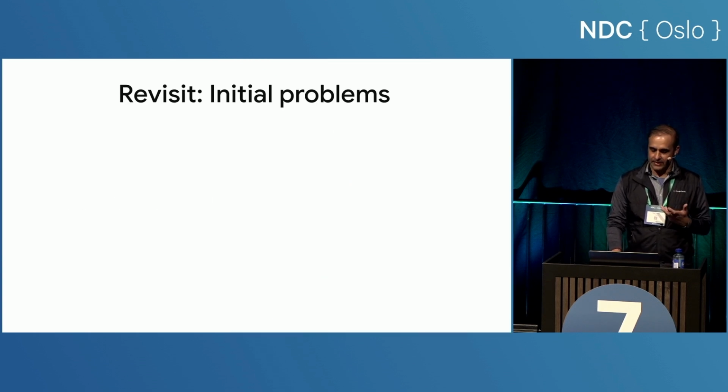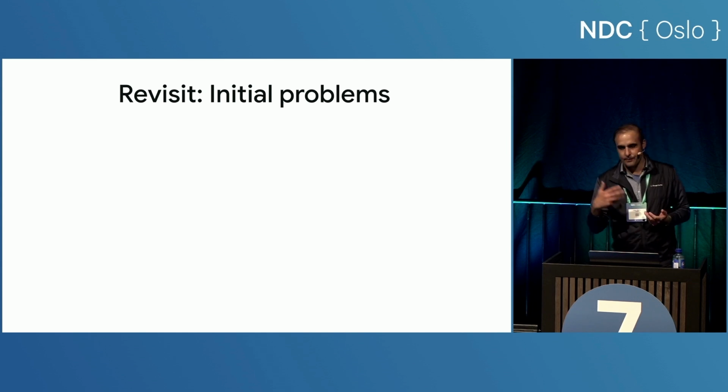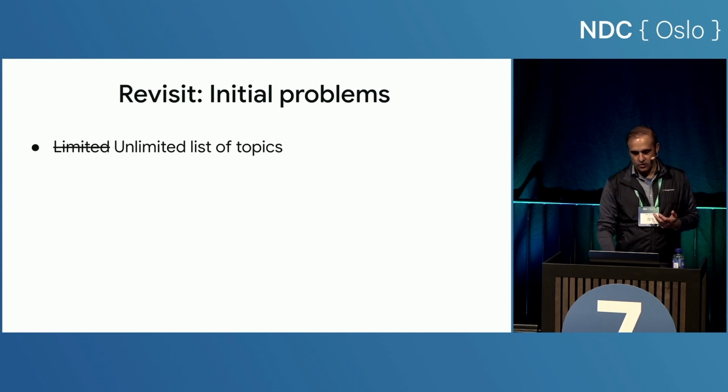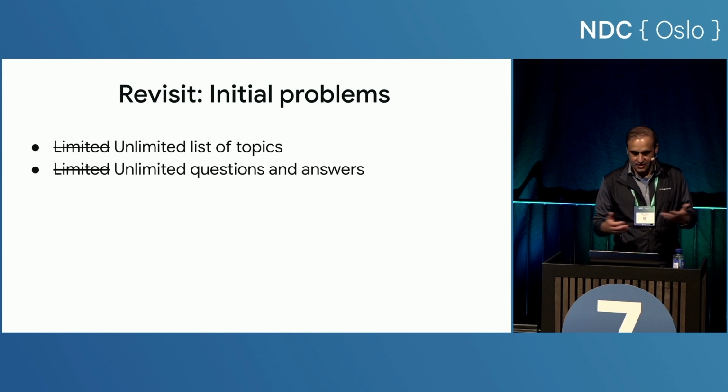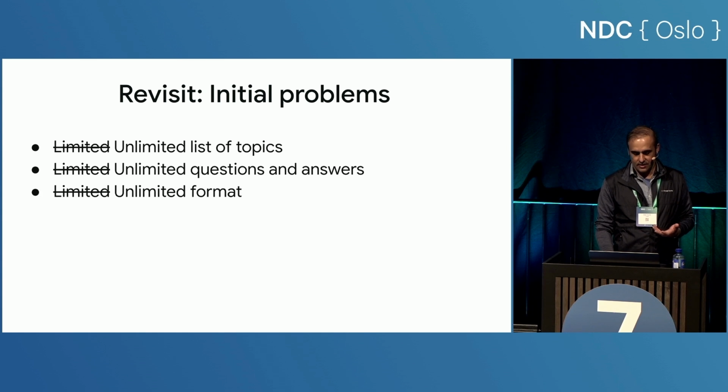So after we implemented this, now I want to revisit the problems that we initially had with this application. If you remember, we had a limited set of topics. Now with GenAI, we can do pretty much any topic. We had limited questions and answers. Now it's pretty much unlimited questions and answers. We had a limited format, multiple choice for questions. Now you can have different formats. You just need to change your prompt. We are still using multiple choice, but we don't have to. We can have more than 4 answers. We can have free form. We can have pretty much any format we want.